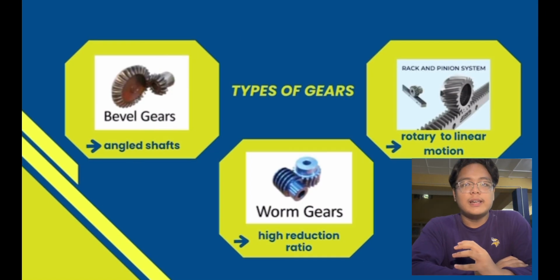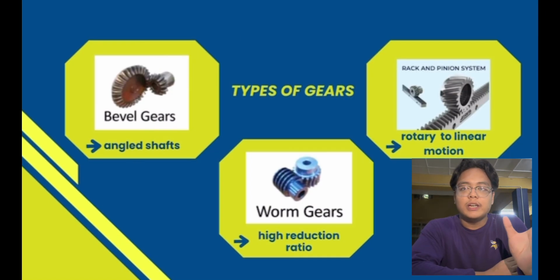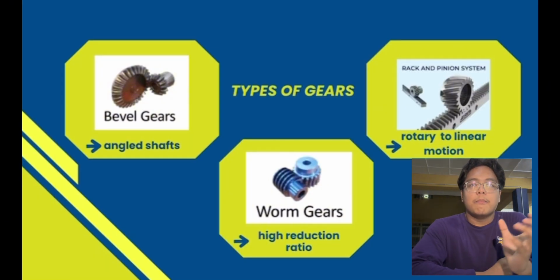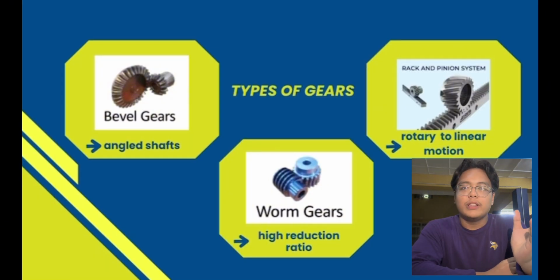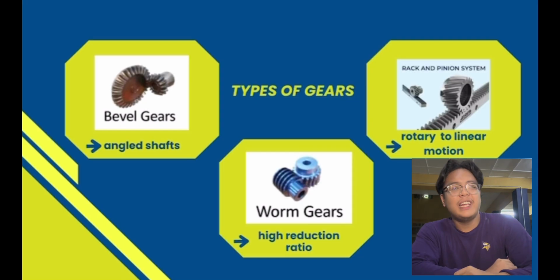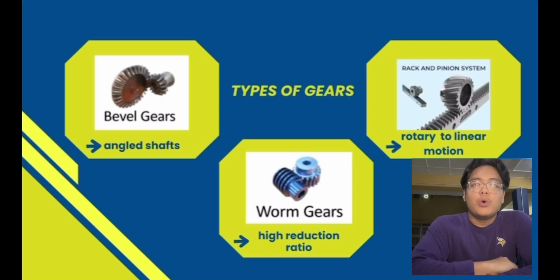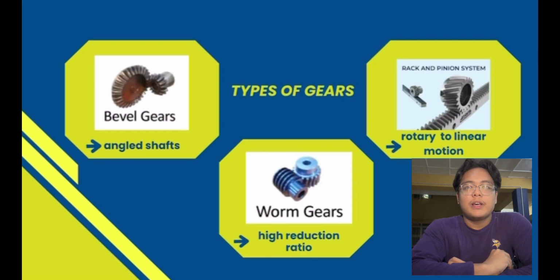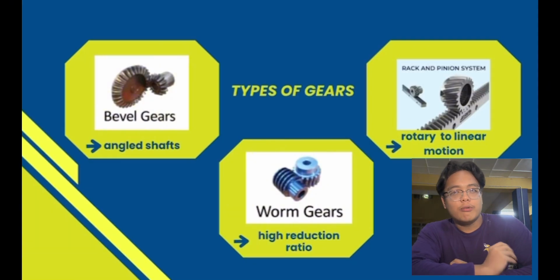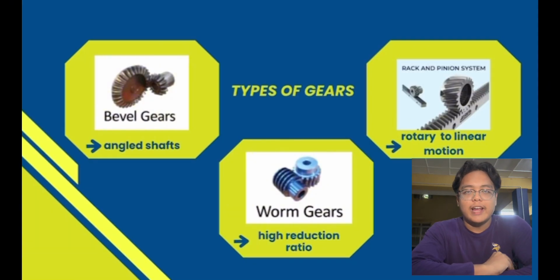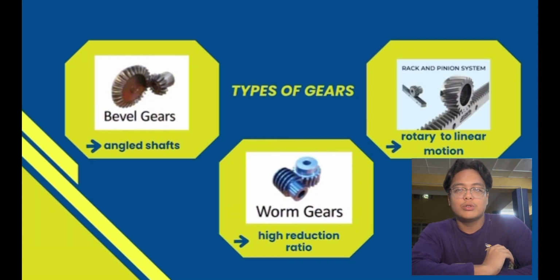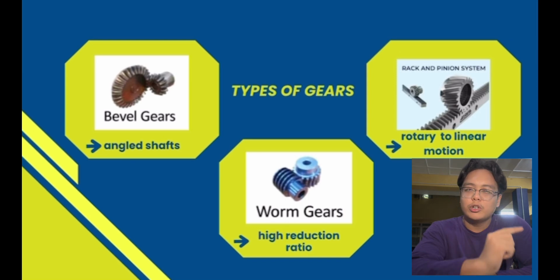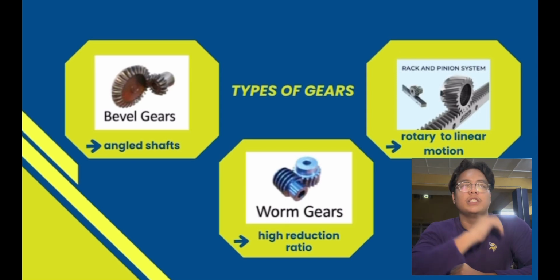Other types of gears include bevel gear, worm gear, and rack and pinion. Bevel gears are used when the shafts are not parallel, usually at an angle. Worm gears are used to achieve a high reduction ratio and provide high torque. Rack and pinion systems are used to convert rotary motion into linear motion.